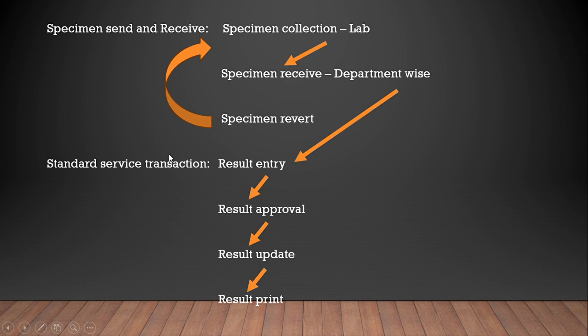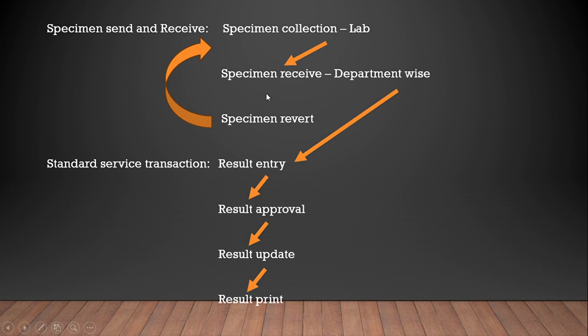So first and foremost, you put your username and password, you open the home button, the lab front office approval window will come, and then you select the specimen send and receive. In that specimen collection lab you will collect. You will see what the test is, and once you know what the test is and which vacutainer to use, you immediately collect the sample. The sample will now come to specimen receive department wise, and now it will be sent to the third floor lab.